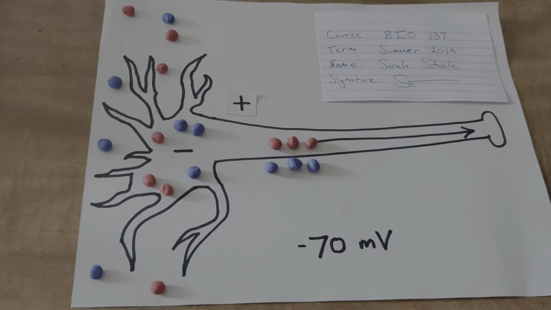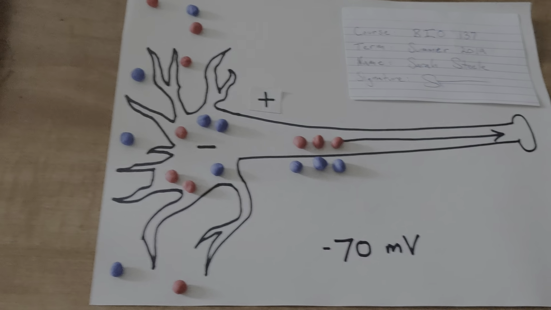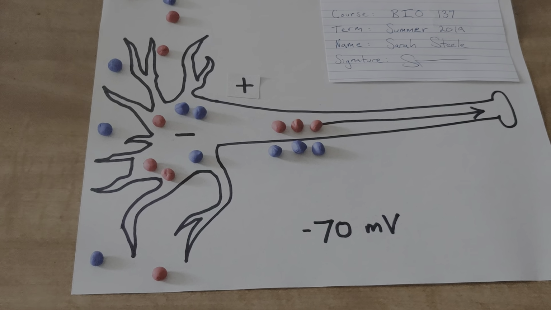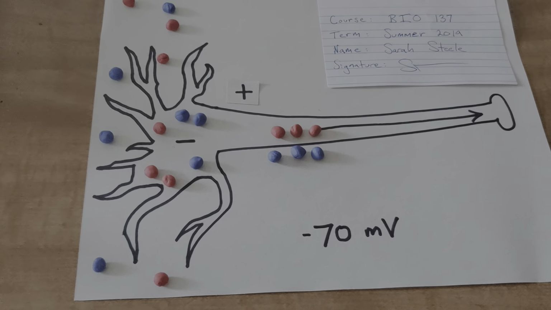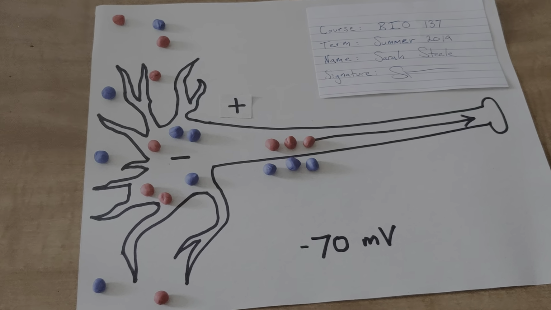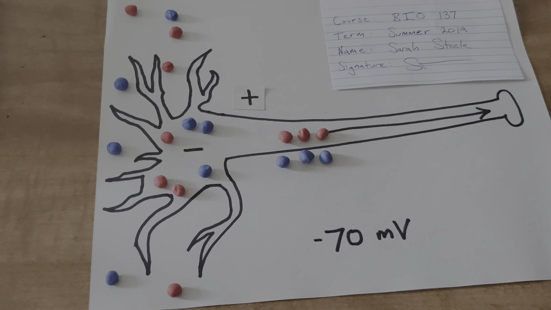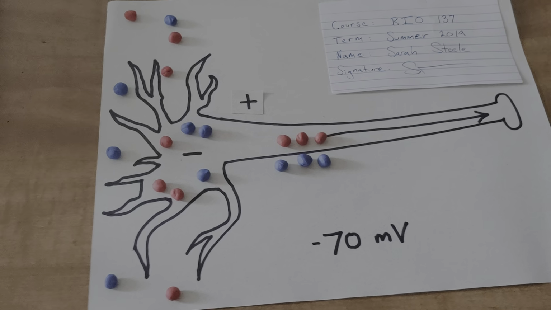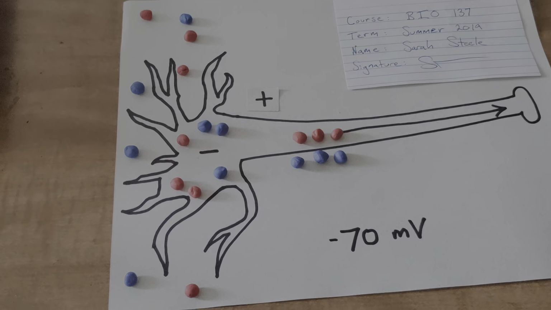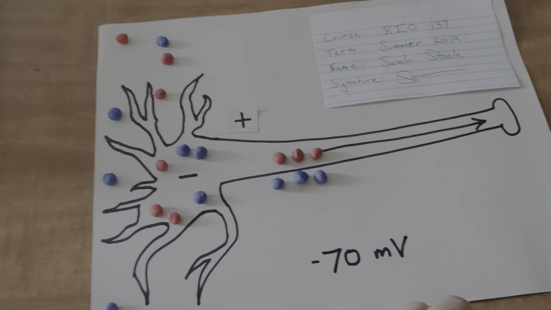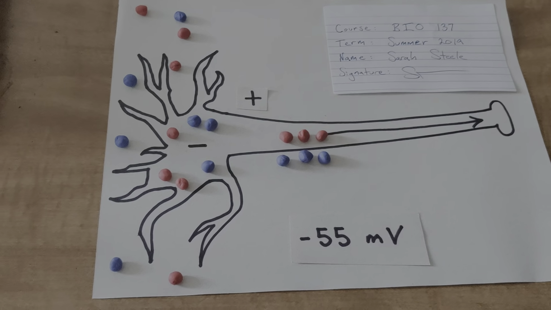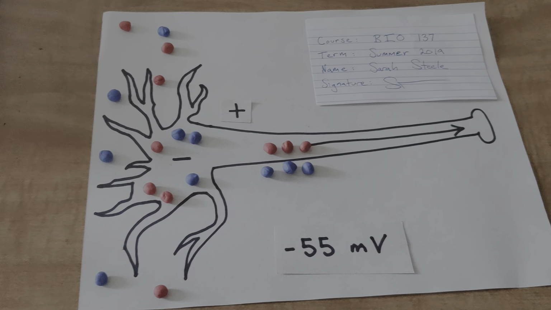Now, if the neuron is stimulated by temperature or pressure or light or something of that nature, it will change the membrane potential. So if the membrane potential becomes less negative as a result of the stimulation, it is depolarized. If a neuron is depolarized to the point that it reaches negative 55 millivolts, this is called the threshold.